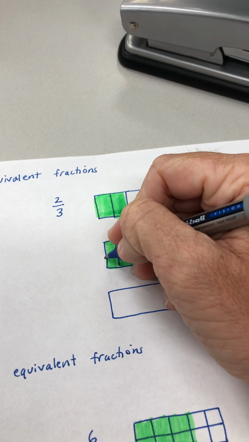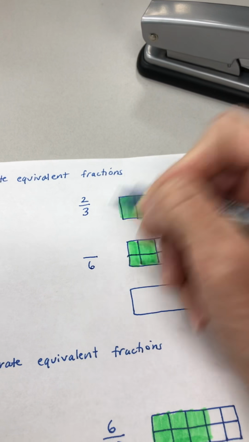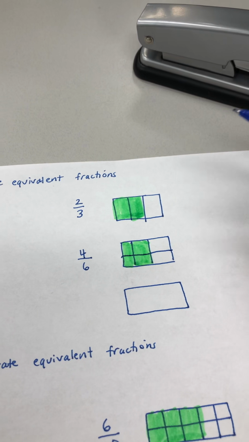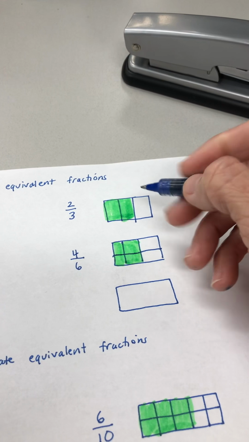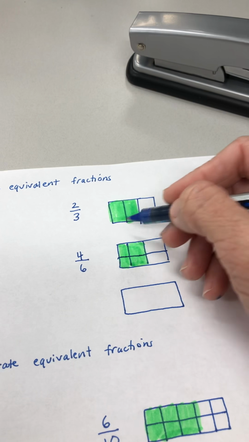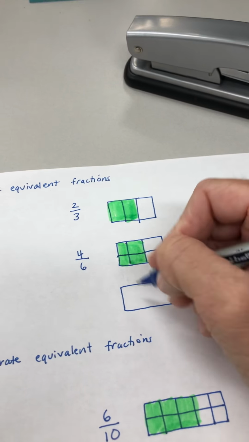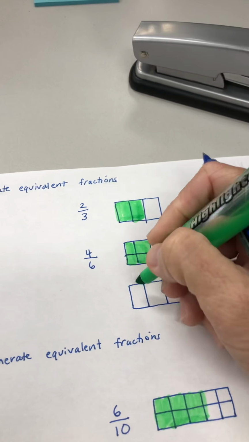I could split each of these in half and end up with 6 pieces, and I have 4 of them shaded in. Notice I'm not changing the amount that's shaded in, I'm just changing the number of pieces I need to use to satisfy that same equal amount of the whole. So this is 2/3, and this is 4/6, and those are equivalent parts shaded in. Okay, one more.